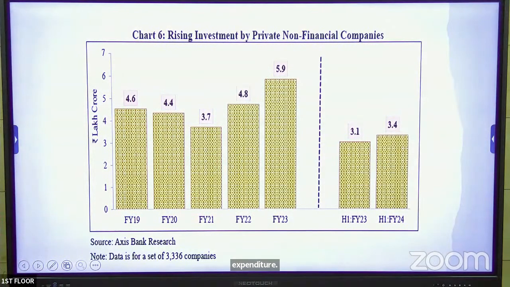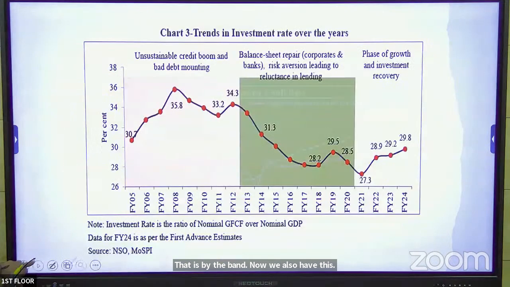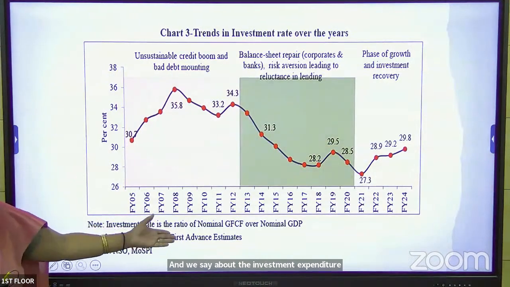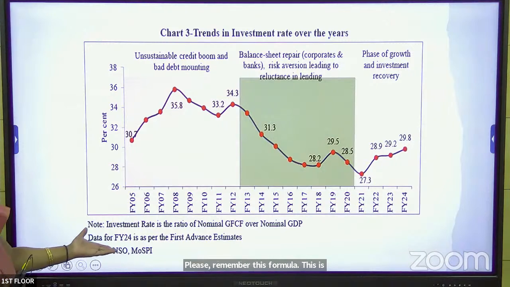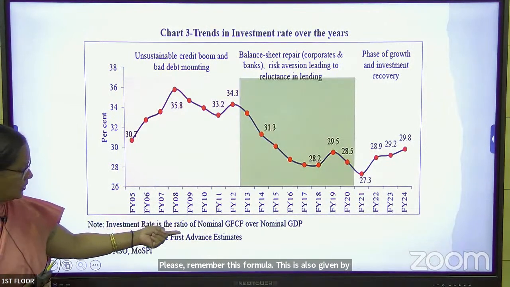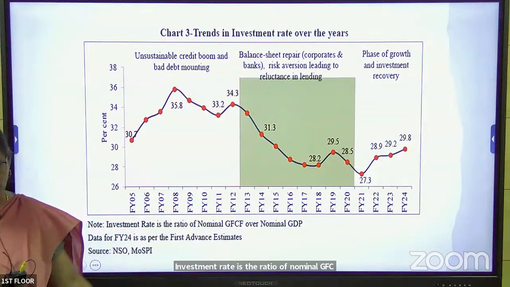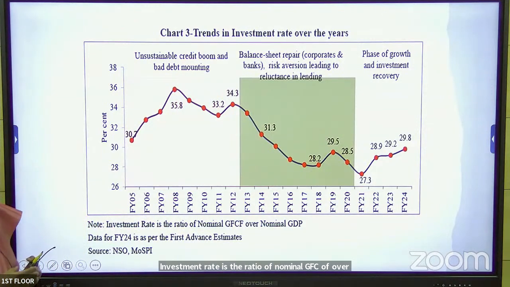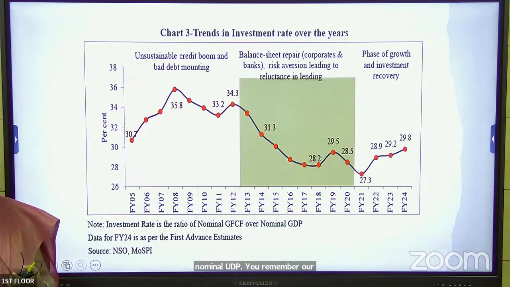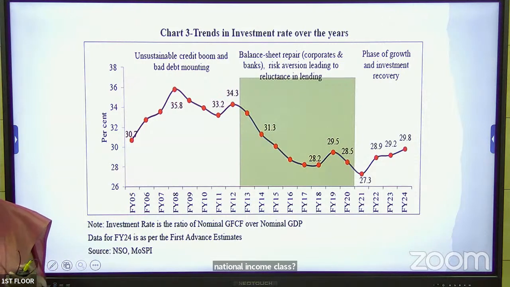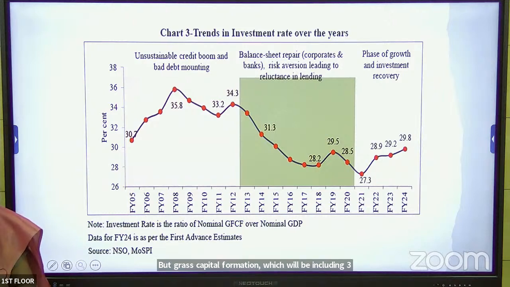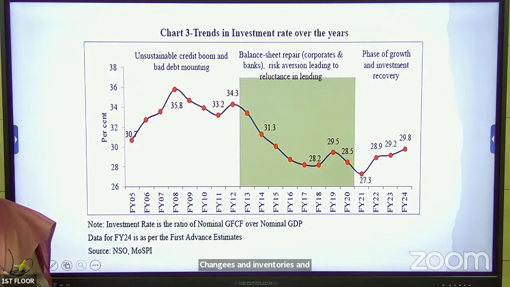Now we also have this. When we talk about the investment expenditure, please remember this formula. This is also given by the MOSPI. Investment rate is the ratio of nominal GFCF over nominal GDP. You remember our GCF concept through our national income class? Gross capital formation, which will include three components: gross fixed capital formation, changes in inventories and stocks, and bullion market. These are the three things which are inside the GCF.